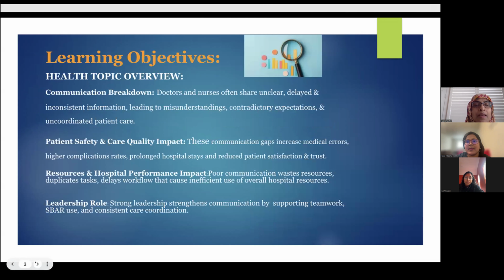Now we will talk about the learning objectives, which will cover an overview of the health topic. There are four main things in it: communication breakdown, patient safety and care quality impact, resources and hospital performance impact, and the leadership role. First of all, about communication breakdown, we can explain that doctors and nurses often share unclear, delayed, and inconsistent information, leading to misunderstanding, contradictory expectations, and uncoordinated patient care.